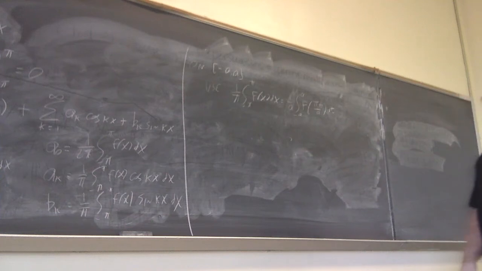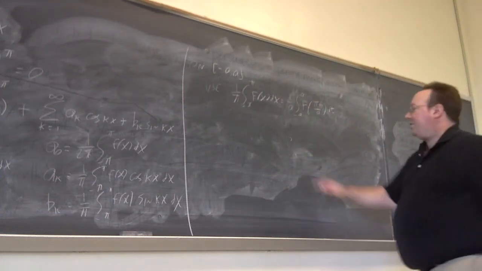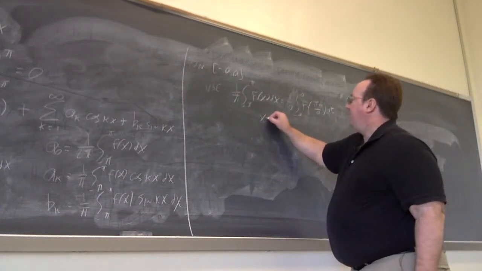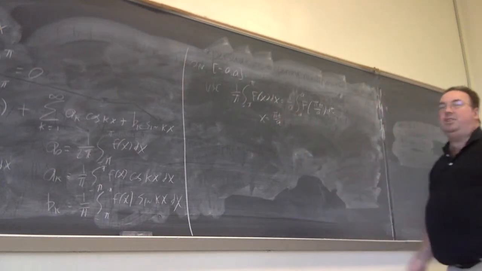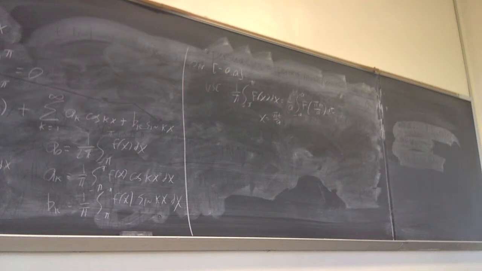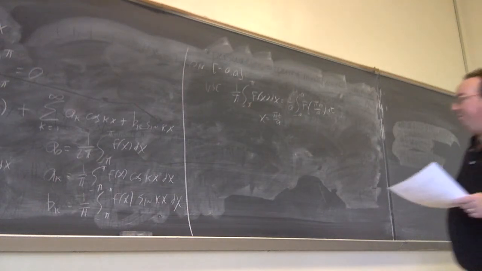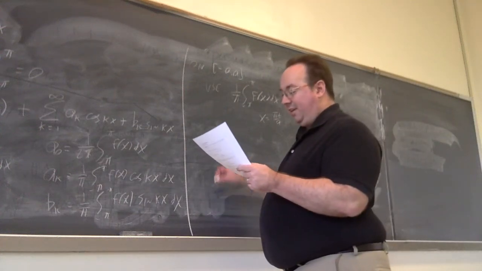This is just a substitution. So x is equal to pi t over a, so you just carry out the u substitution, and this is what you get. So this is what will lead to the formulas for the Fourier coefficients in that case.